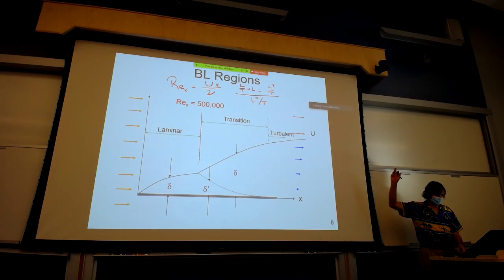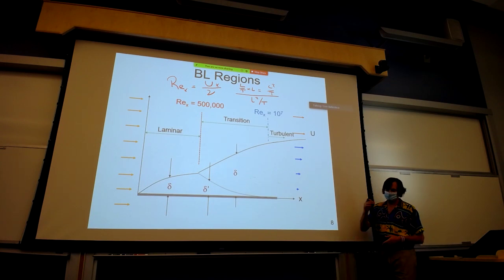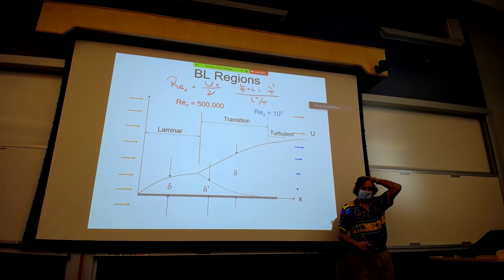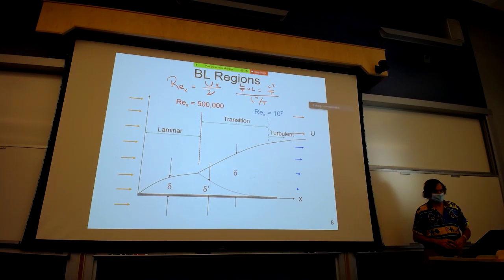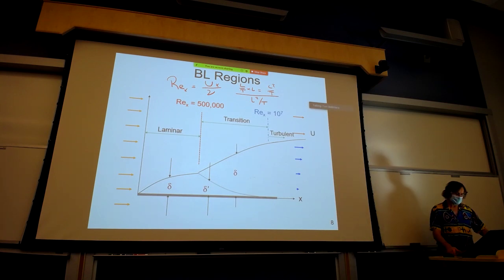Likewise, where the turbulent region starts is where the boundary Reynolds number is 10 to the 7th or larger. And again, there are an infinite number of possibilities to get the boundary Reynolds number to be greater than 10 to the 7th. If we're in between those two zones, you would have the transition.